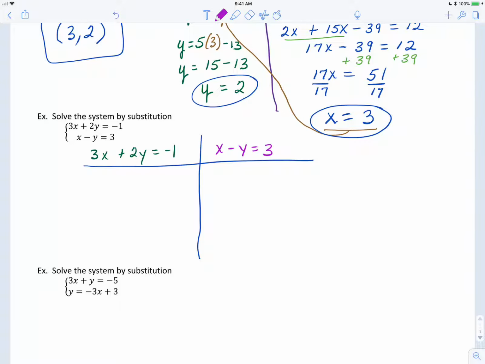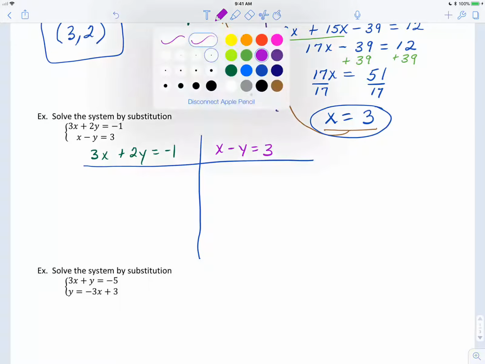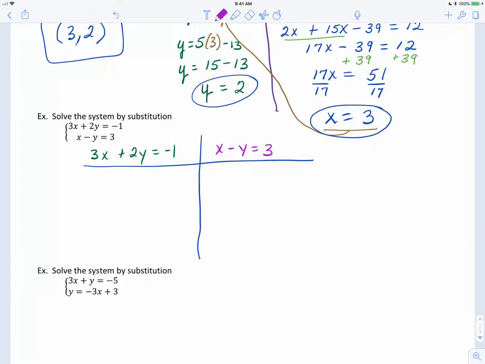All right, so looking at these, what's the easiest variable in either one of these equations to solve for? Well, I would almost say this one, because x minus y is 3. x and y are both single, but it looks like the x would probably be the easiest one to solve for, because all I would have to do is move over this y. So x would be y plus 3.